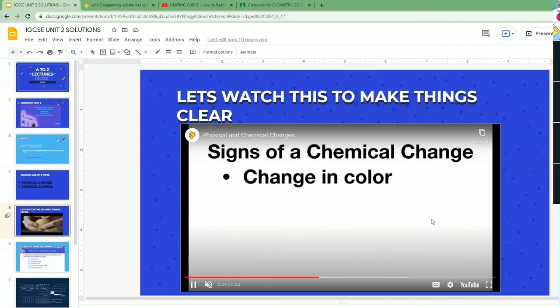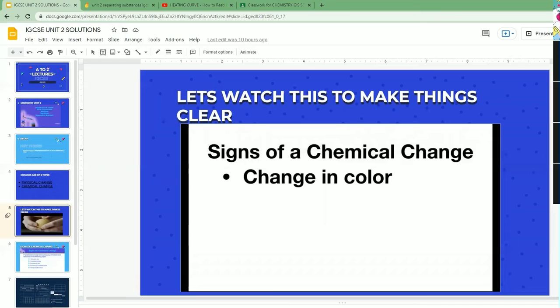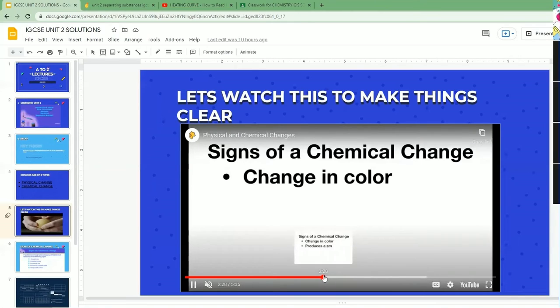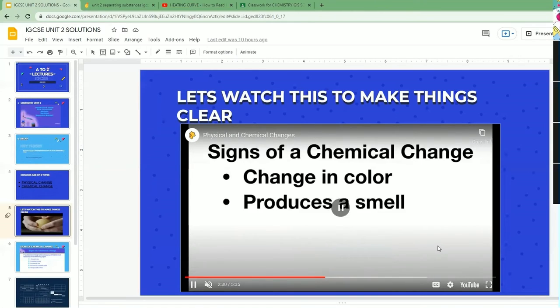Secondly, if it produces a smell, you smell something new, this means there was a chemical change. If you see that there is a release of gases, it's a chemical change.